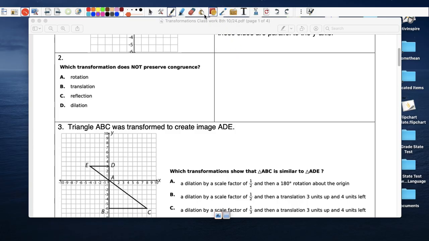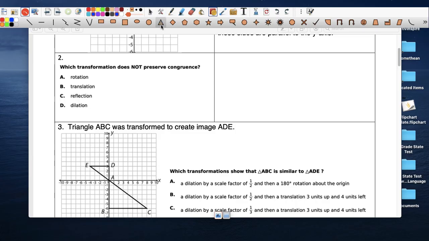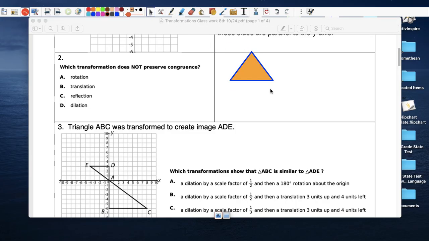Let's make a triangle. Let's assume I had that triangle and I translate it. It's the same triangle, same measurements, same angles, right? So it does preserve congruence. What if I rotated this triangle and now it's like this? Did anything change? No, all the side measurements are the same, all the angles are the same, so did it keep congruence? Same shape, same size?